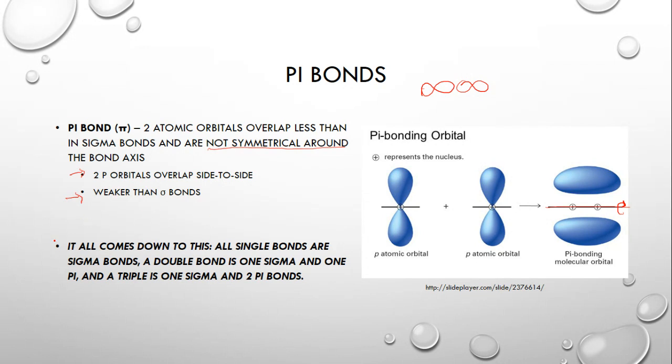And then I want you to know this. This is what it all boils down to. All single bonds are sigma bonds. And if you have double and triple bonds, they are always 1 sigma and the rest pi.